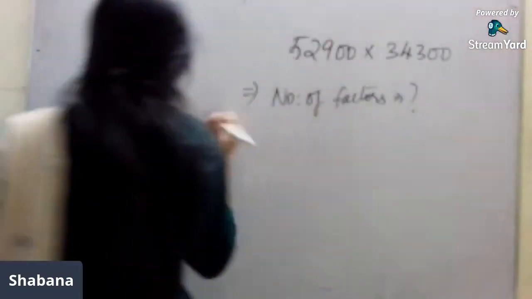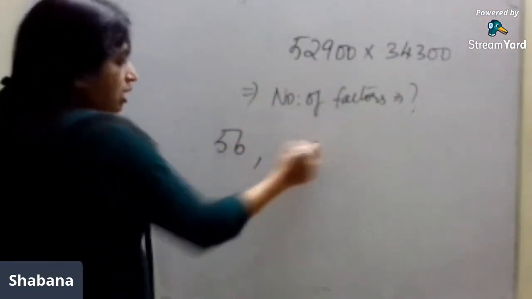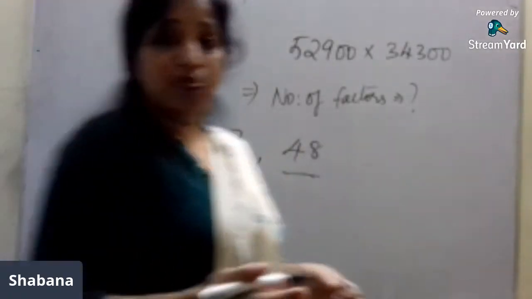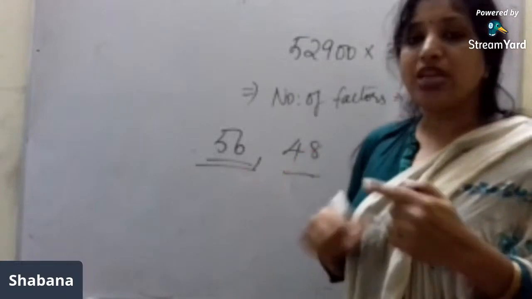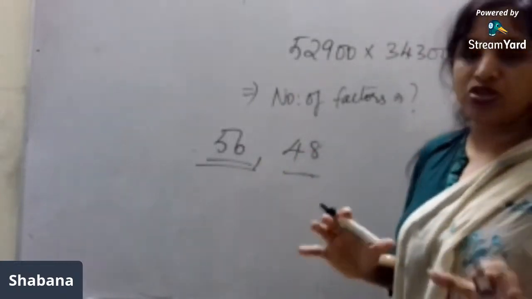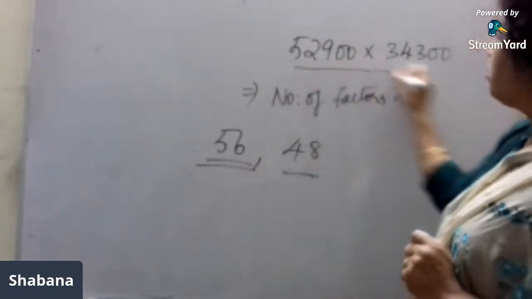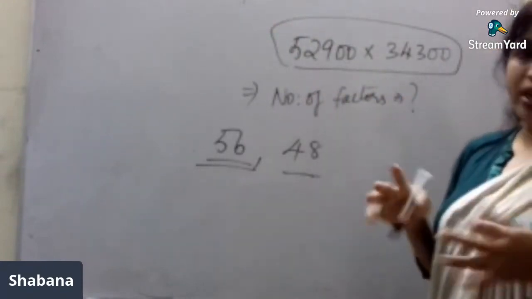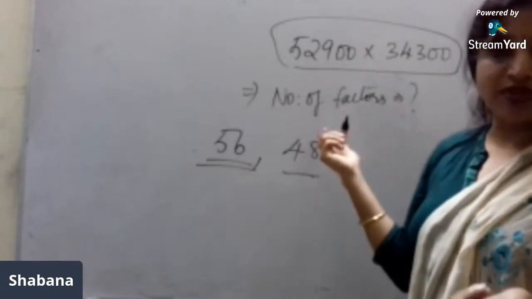Let's say you would be given a number like 56, or 48. Find the factors for 56 and 48, which is very easy, not time consuming. But now the problems are disguised in a different way. The disguise is the strategy, I mean the challenge here. So you have numbers like 52,900 into 34,300, where you can't do anything with the calculator to find the number of factors. So this all has a specific pattern.